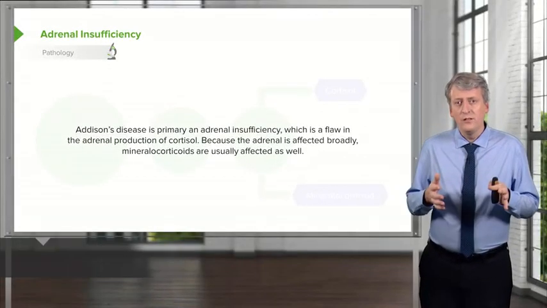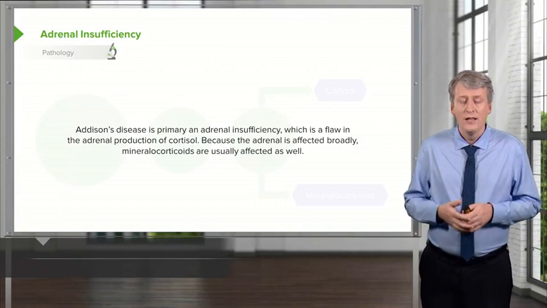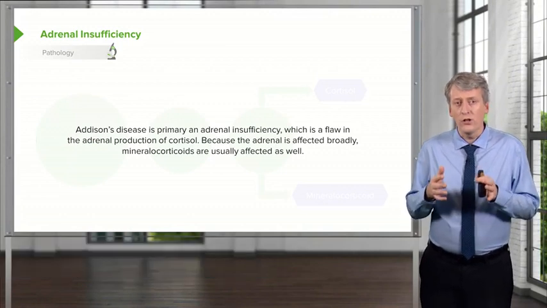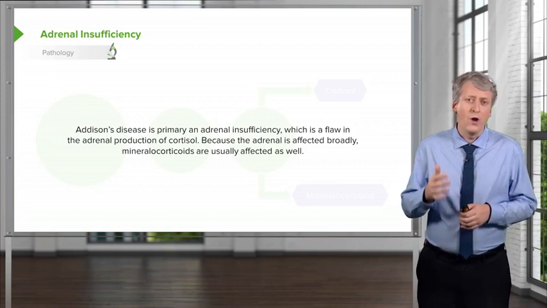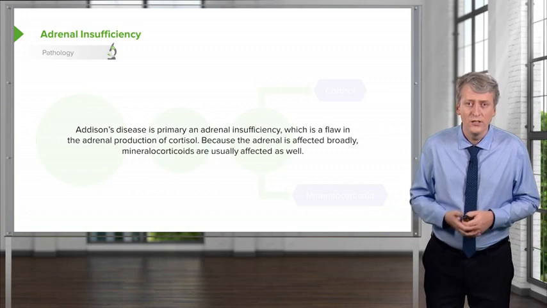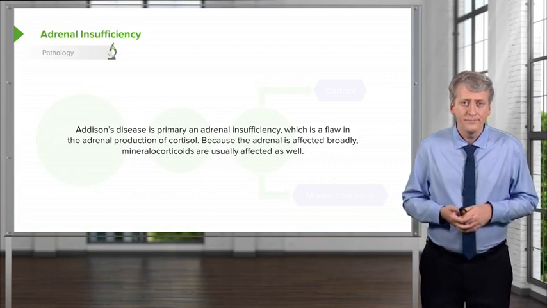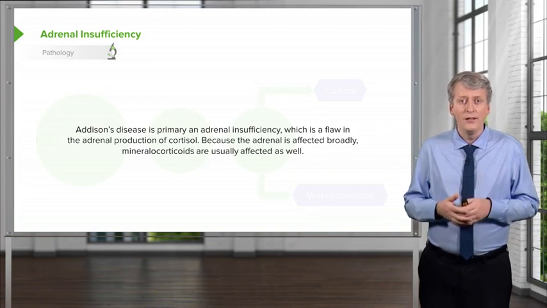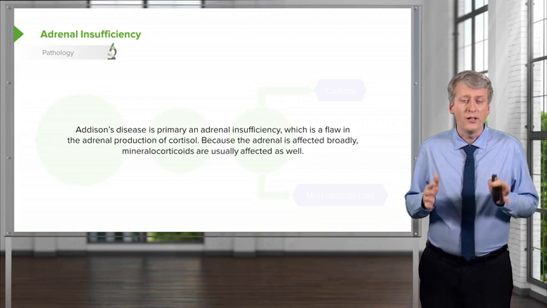Let's shift gears here and talk a little bit now about adrenal insufficiency. This is when the adrenal glands are not creating enough steroid. Addison's disease is a primary disease of adrenal insufficiency, which is a flaw in the adrenal production of cortisol. This is because the adrenal gland is affected broadly. Mineralocorticoids are usually affected as well.